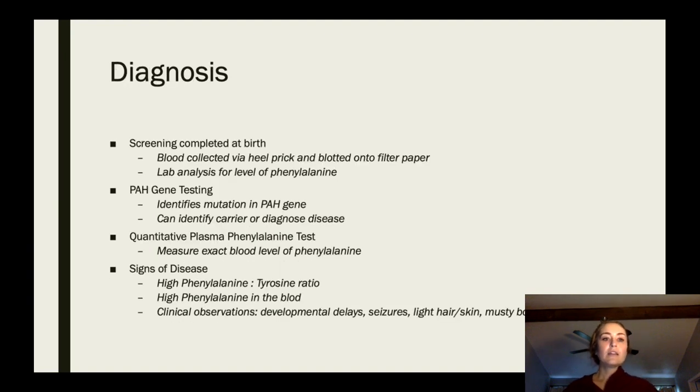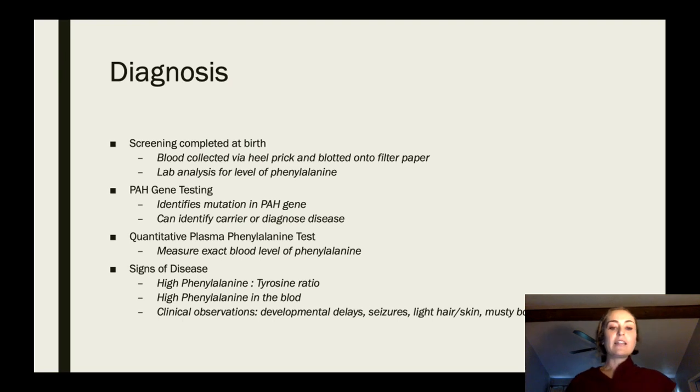So how do we screen and diagnose PKU? We screen every single newborn within the United States for PKU. Blood is collected via a heel prick and added to blotted filter paper. And basically, in the lab analysis, we're looking at what level of phenylalanine is in the blood. A very high level of phenylalanine suggests the diagnosis of PKU. We can also directly test for mutations in the PAH gene and see if someone is a carrier, or actually if they have two different alleles, then that would be pathogenic for the disease.